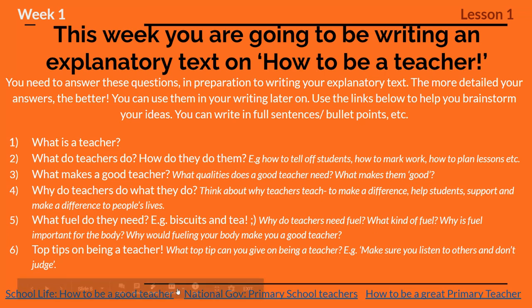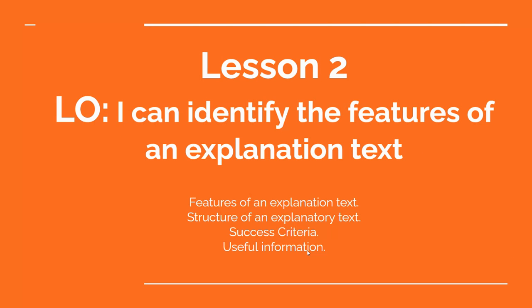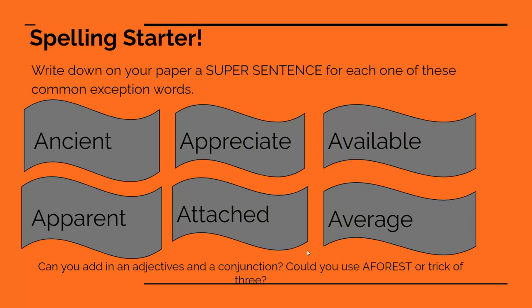If you haven't already done so, please remember to make sure that you've answered all these questions and that you've had a look at each of the links below to help you, because they will really support you in your writing. So today, lesson 2 is: I can identify the features of an explanation text. Our prime focus today is the features of an explanation text, the structure of an explanation text, the success criteria, and any useful information. So as you know, you've always got a spelling starter.